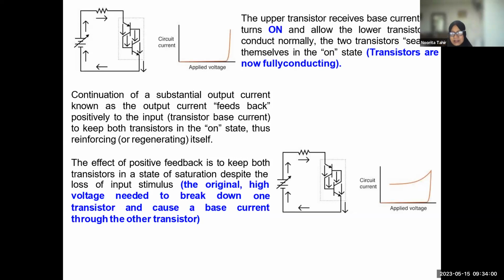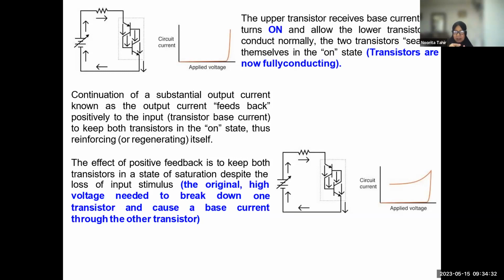So with both transistors maintained in a state of saturation with the presence of sufficient base current, each will continue to conduct even though the applied voltage is reduced to the breakdown level. So the effect of the positive feedback is to keep both transistors in a state of saturation despite the loss of the input stimulus.